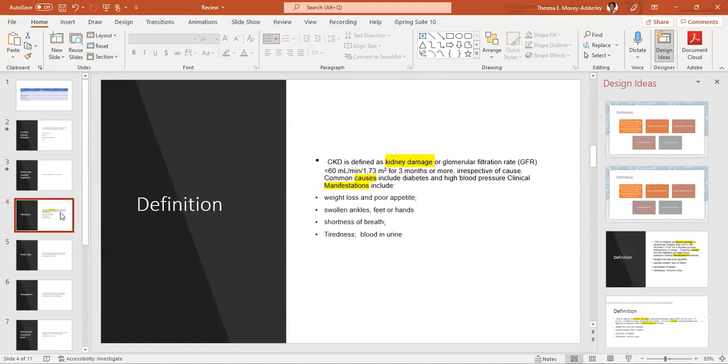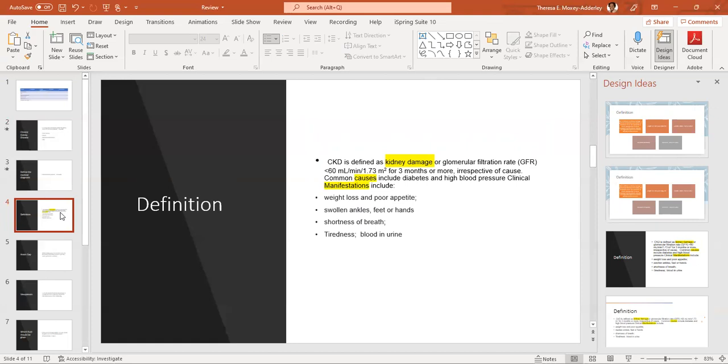Chronic kidney disease is defined as kidney damage, or a damage to the GFR. And then everything has numbers. I said that to you guys: less than 60 mLs per minute for 3 months or more. That is what kidney disease is. The common causes can include diabetes and high blood pressure.